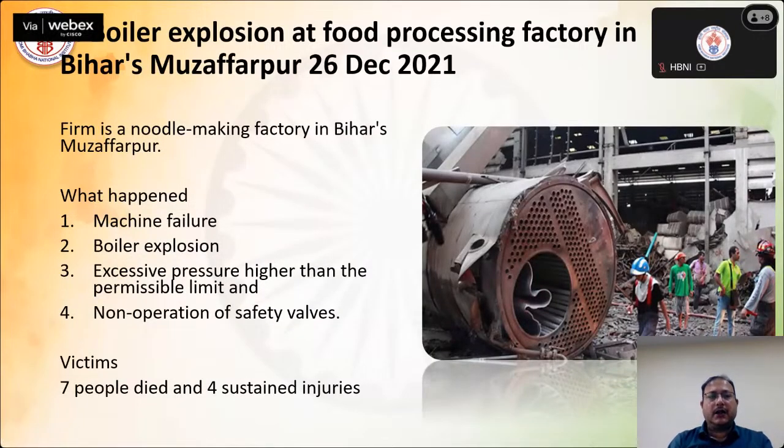The second case study is the boiler explosion at a food process industry in Bihar's Muzaffarpur district, which took place on 26 December 2021. In this case, the firm is a noodle making factory in Bihar's Muzaffarpur. What happened? First, the machine failed. The boiler exploded, excessive pressure higher than the permissible limit was found, and the safety valves did not operate. Victims: 7 people died and 4 sustained injuries.